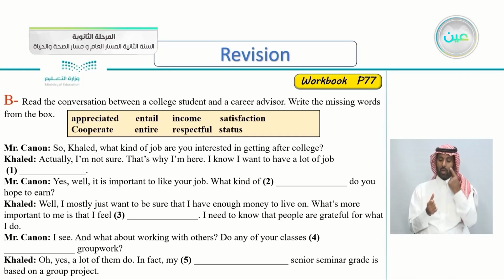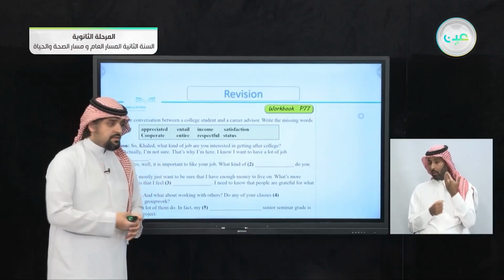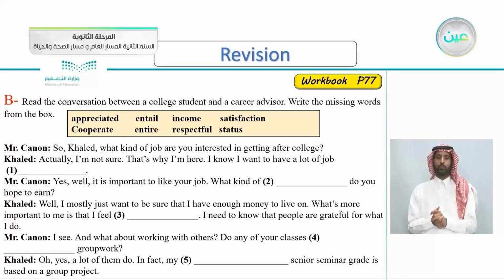Mr. Cannon: So, Khalid, what kind of job are you interested in getting after college? Of course, this is the first question. He wants to see your interests. What do you want to do in your future? Khalid replied, actually, I'm not sure. That's why I'm here. I know I want to have a lot of job.